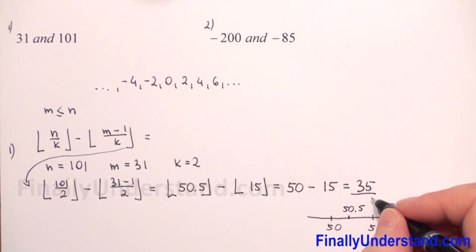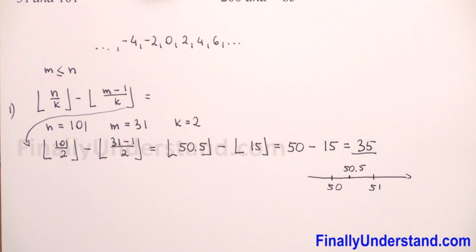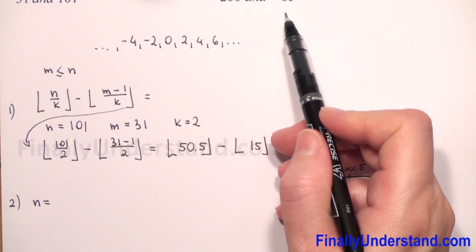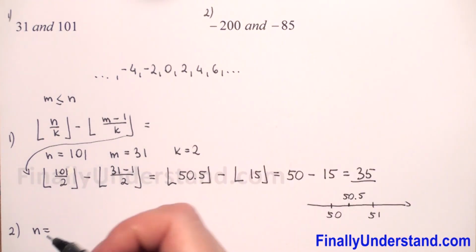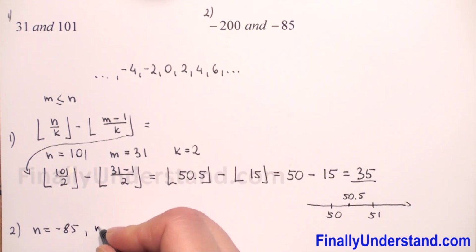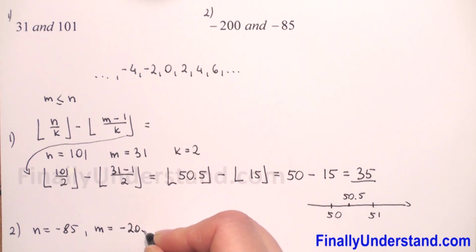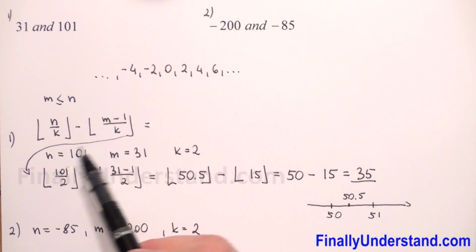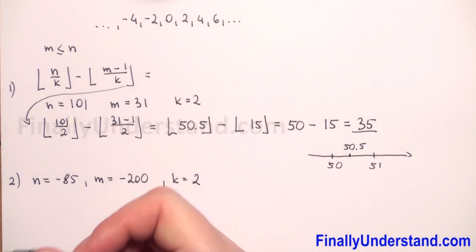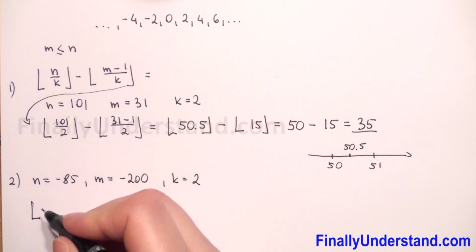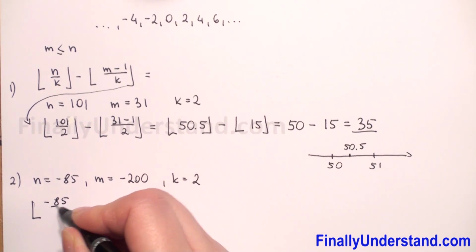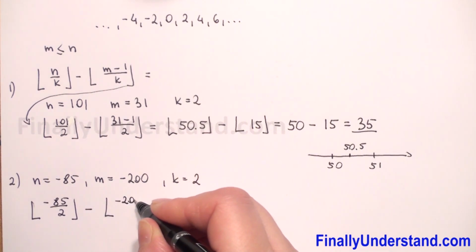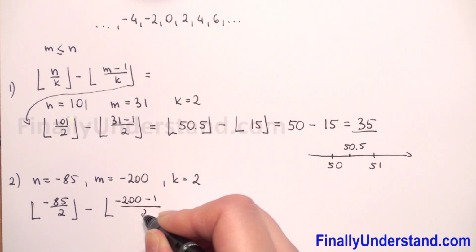So we have the solution to the first example, and for the second we have n equals -85, m is equal to -200, k is equal to 2. So we will use again the same formula. We have to find floor of -85 divided by 2 minus floor of -200 minus 1 over 2.